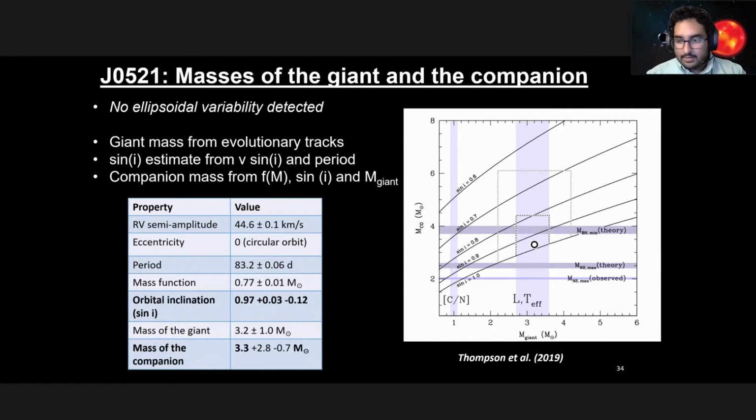So we use the binary mass function, the inclination, and the mass of the giant to estimate the median mass of the companion to be about 3.3 solar masses. The plot on the right shows how the companion mass depends on the mass of the giant on the x-axis and on the orbital inclination shown in these lines. If the inclination is significantly lower, the mass of the companion is driven higher. The estimate of the companion mass is larger than the maximum mass of a neutron star, and if the companion is a compact object, it would be in the lower mass gap between the most massive neutron stars and the least massive black holes.